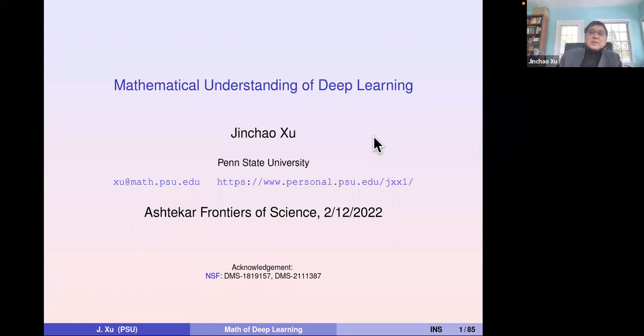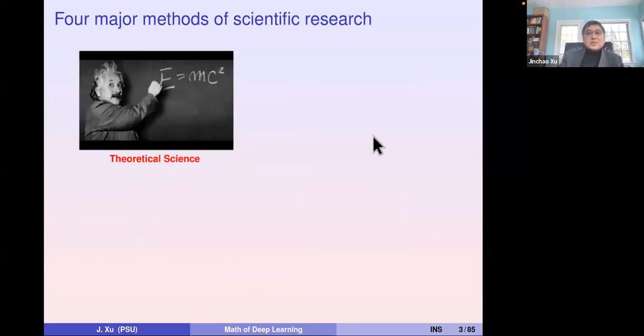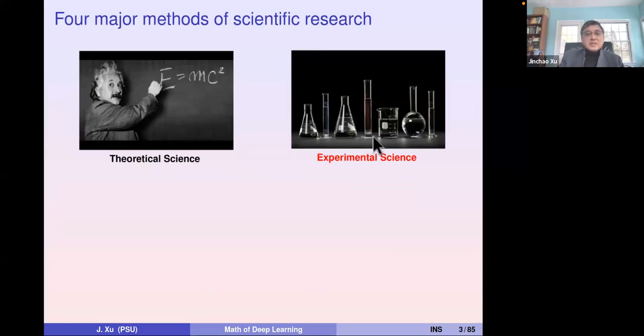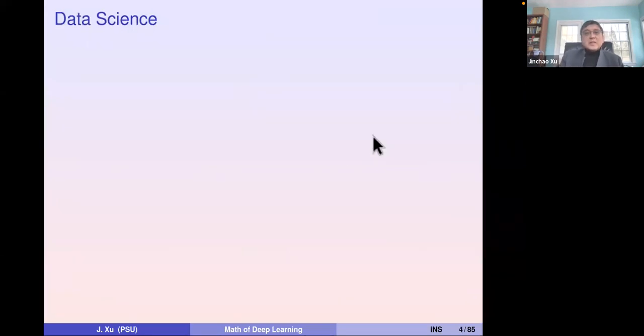Thanks for the opportunity to talk about the mathematics of deep learning today. I usually begin with this: when we started research, we had theoretical science, computational science, and experimental science. Now these days we call it data science. And today we're talking about data science. One big success in data science is deep learning, which is one of the focuses in this sequence of lectures this semester.